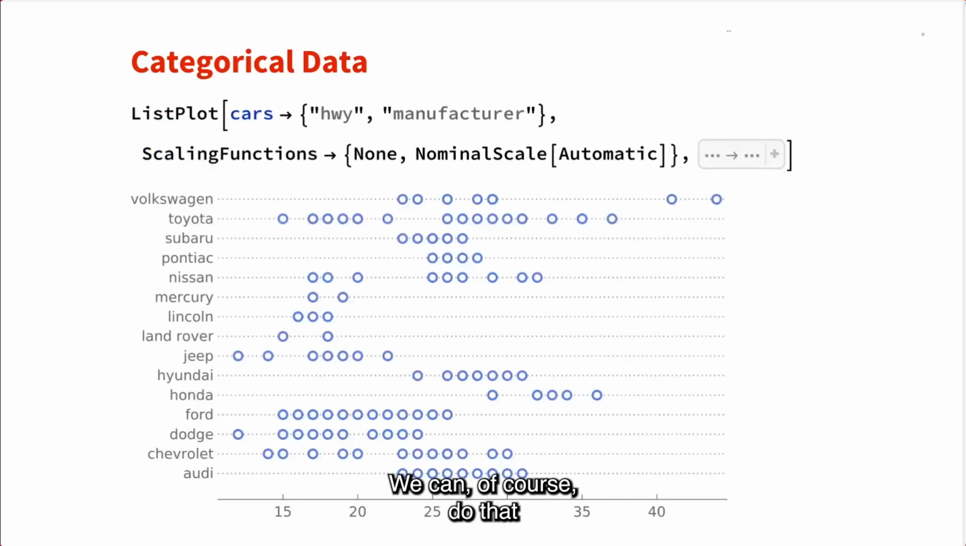We can, of course, do that with our list plot as well. And here we have come full circle. This is essentially the first number line plot we looked at, where all the mileage values were squished down. Here we are able to group them by manufacturer using categorical values as a nominal scale for the y-axis. And that is about categorical types.